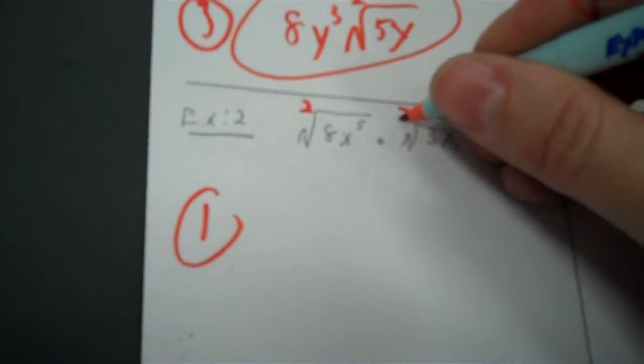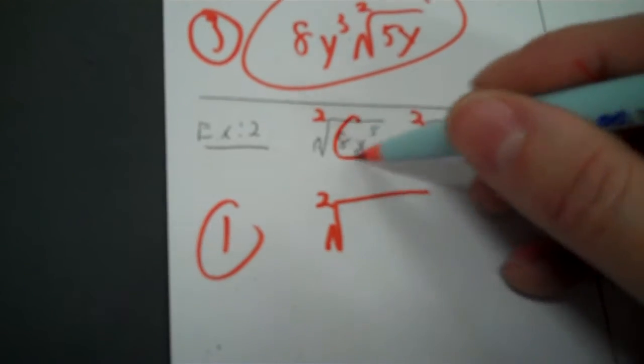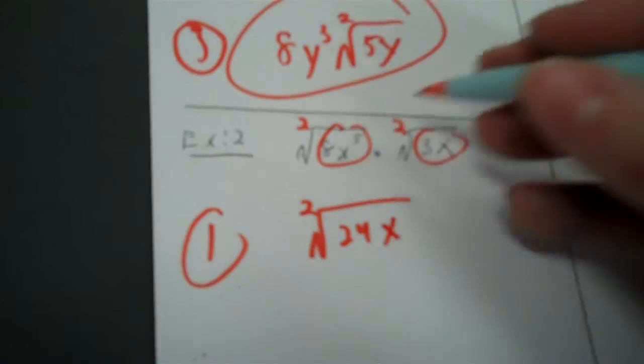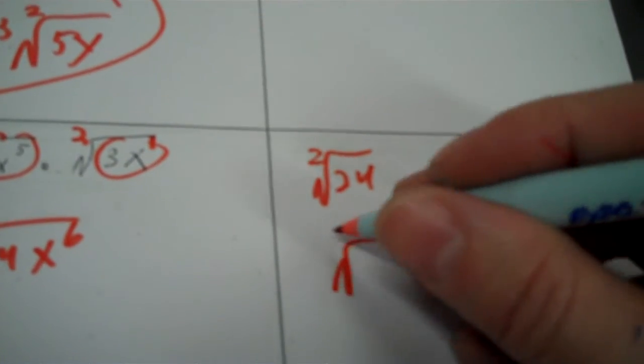Okay, next one. Square root of 8x to the 5th times square root of 3x. So we'll be making a square root and multiplying the inside. I take 8 times 3, 24. For x, I have 5 plus 1, that's 6. And I drop my radical 2 because some of that's going to come out, hopefully. Some of it might be left in, so we have it set up. So I have the square root of 24 and the square root of x to the 6.